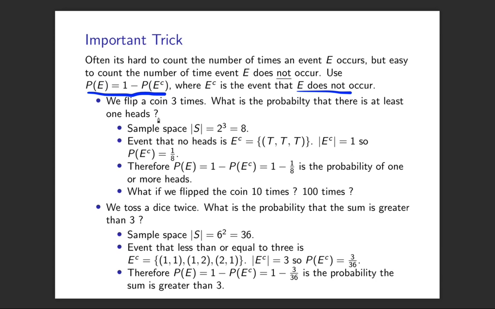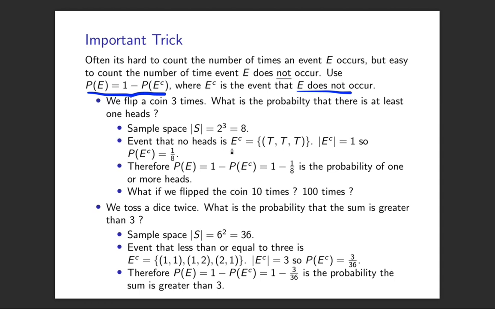So here's some examples. Suppose we flip a coin 3 times. What's the probability there's at least one head? At least one head. So toss a coin 3 times. The size of the sample space is 2 to the power 3. So there's 2 outcomes, heads or tails. So it's 2 times 2 times 2 is the number of possible outcomes. That's 8.